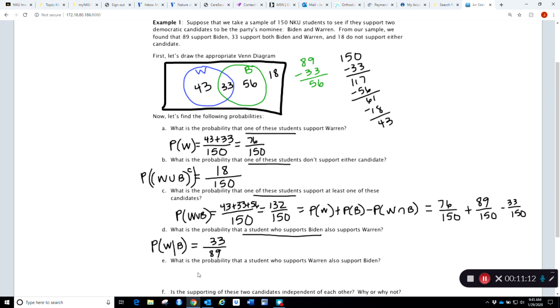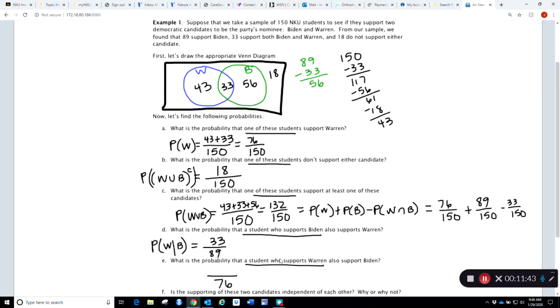Let's see how the next one is similar but different. What is the probability that a student who supports Warren also supports Biden? So what's different? I'm now starting with people that already support Warren, which is different. How many people supported Warren? Right, the 43 plus that 33, this 76 that we found up in Part A. So that's going to be my bottom number.